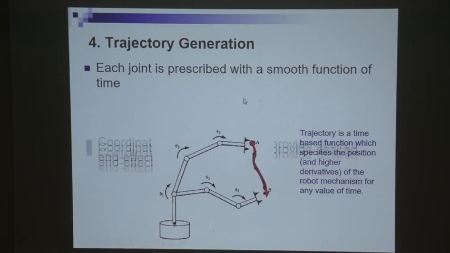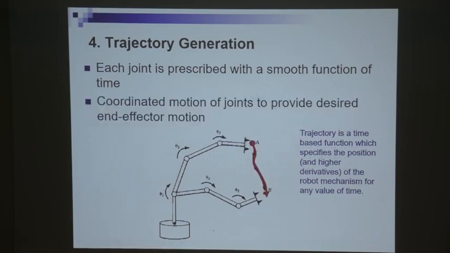So we define trajectory as a time-based function. We specify the position and higher derivative of the robot mechanism for any value of time. So not only the position, you also have to consider the velocity as well as the acceleration, so that you can have a smooth path from A to B. And to have a smooth path from A to B, you need to have a coordinated motion of the joints to provide the desired end effector motion. So we'll be going through this trajectory generation as well.